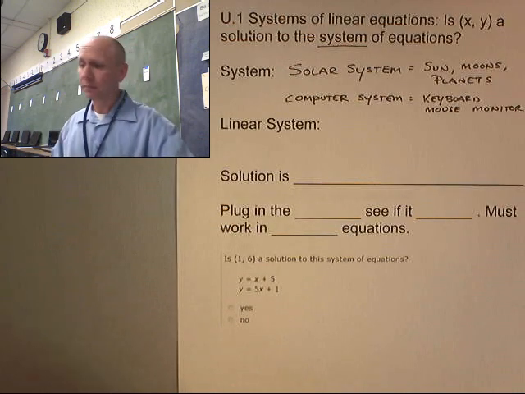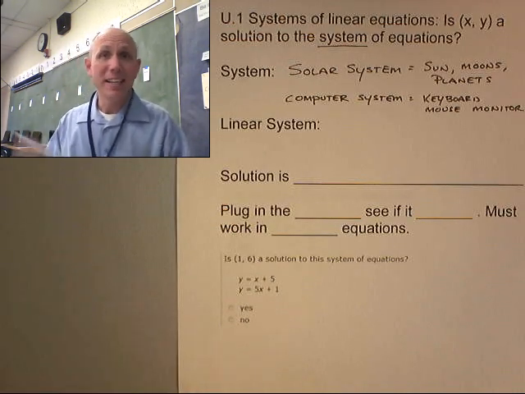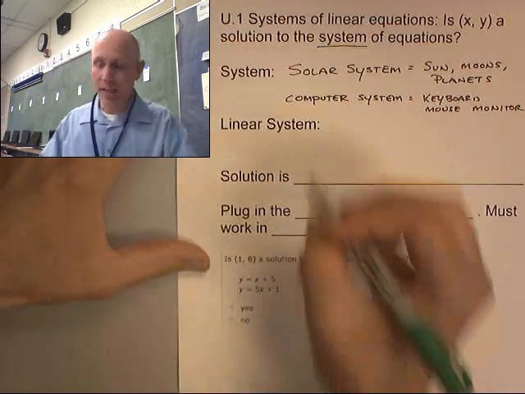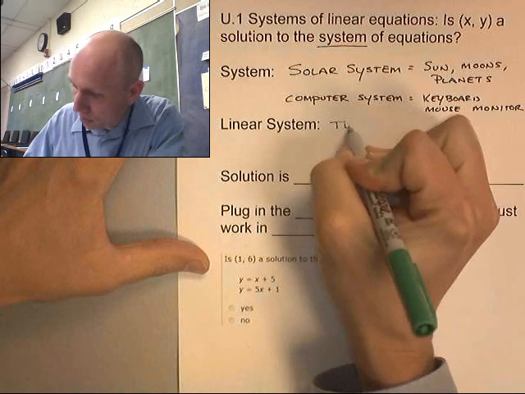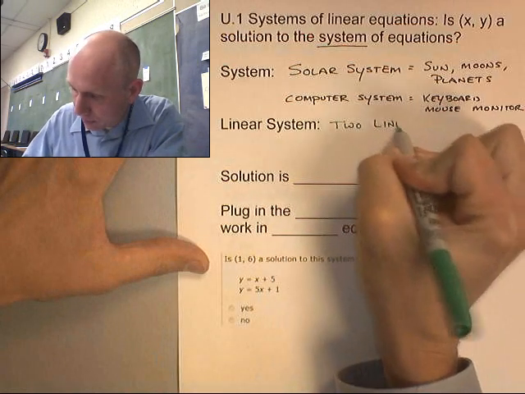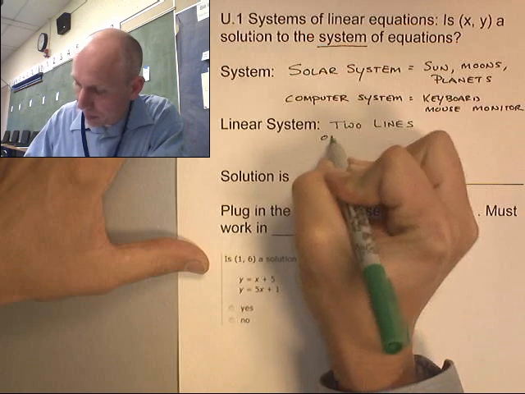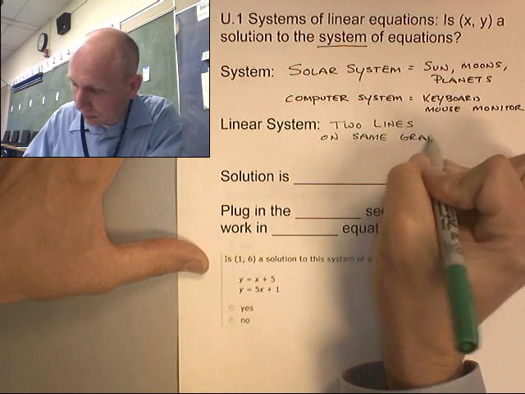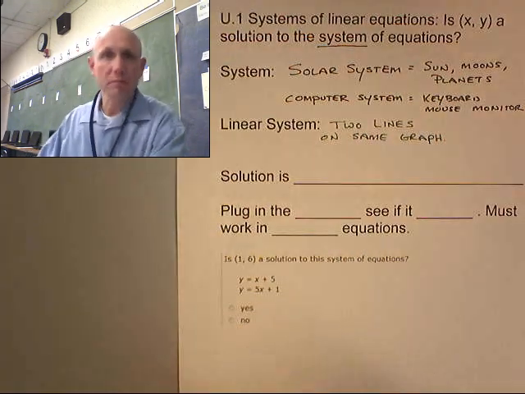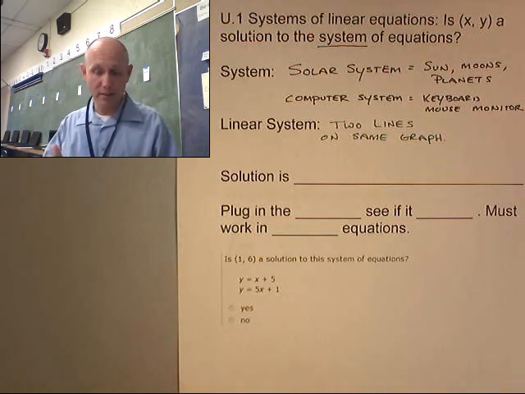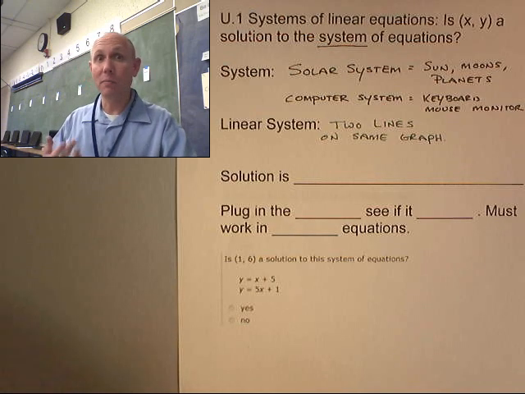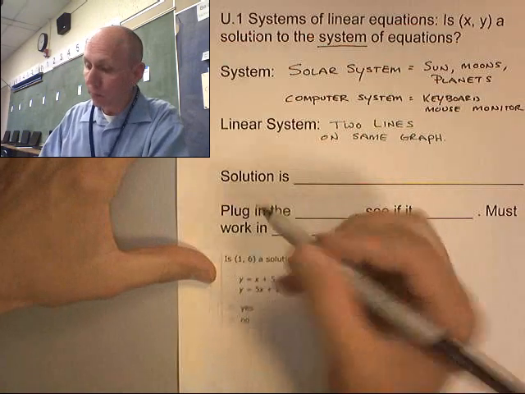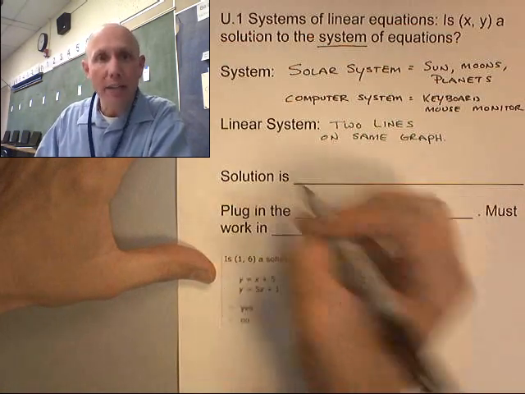Okay, so a linear system is two lines on the same graph. It's two lines. Ready? A linear system is two lines on the same graph. That's it. Linear system, two lines. That's why it's called a system, because it's more than one line. Two lines on the same graph. The solution is where the lines cross.